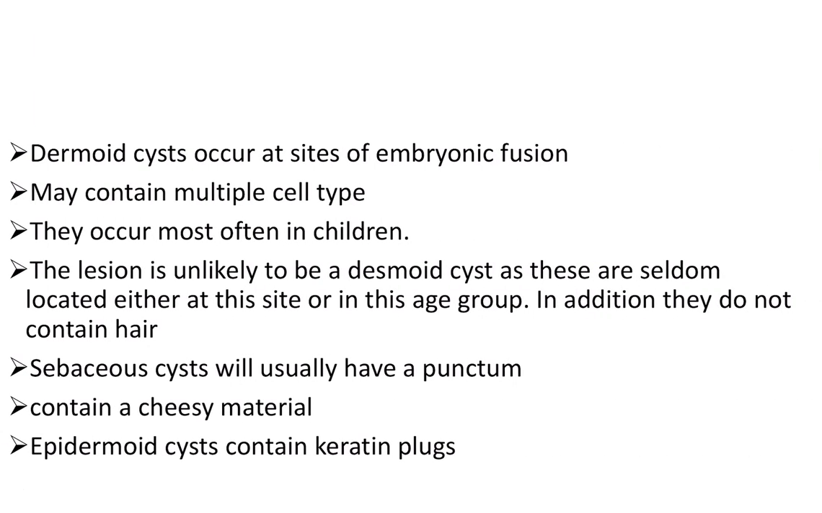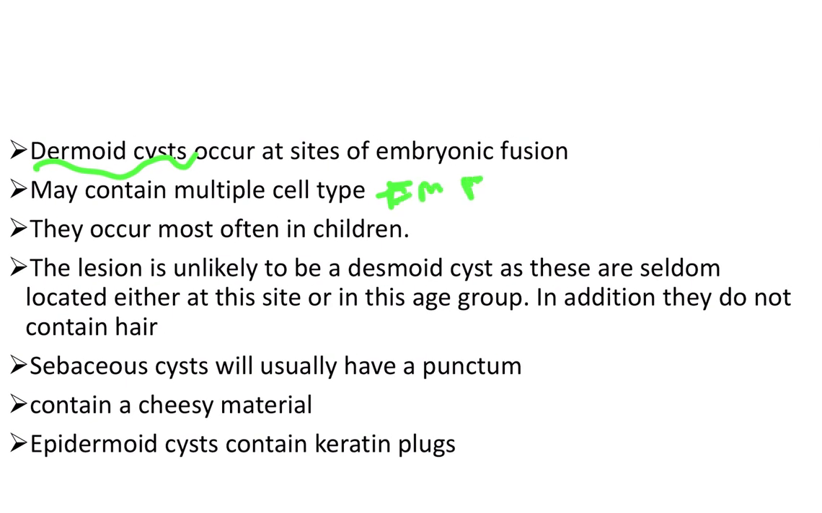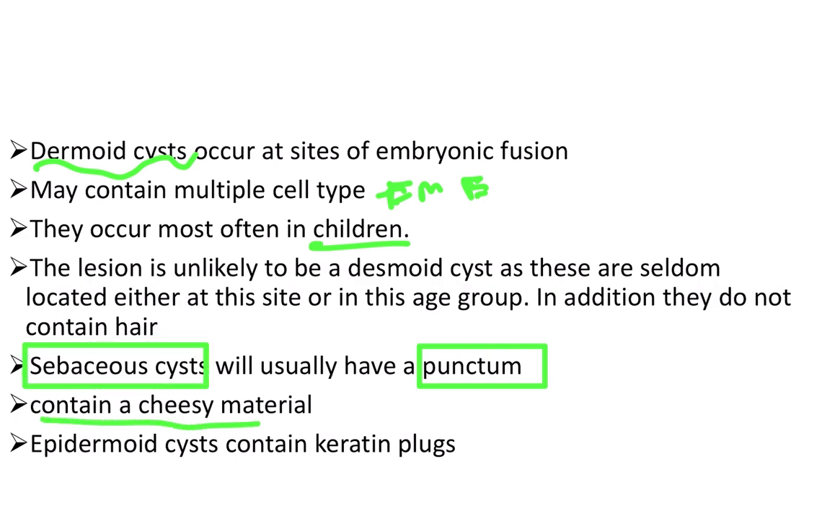And the dermoid cyst occurs at the site of embryonic fusion. We already read that they contain multiple cell types arising from the ectoderm, mesoderm, and endoderm. They occur mostly in children, and the lesion is unlikely to be a desmoid cyst. That means the dermoid cyst and desmoid cyst are totally different. Sebaceous cyst usually has a punctum. Almost all sebaceous cysts contain a punctum, and also contain cheesy material, and epidermoid cyst contains a keratin plug. So what is now our answer?